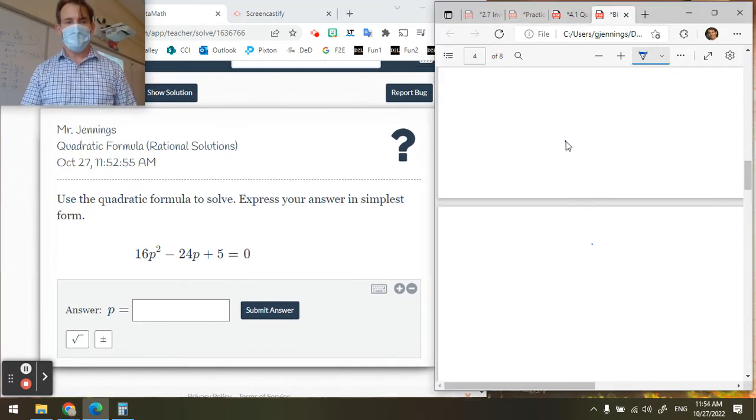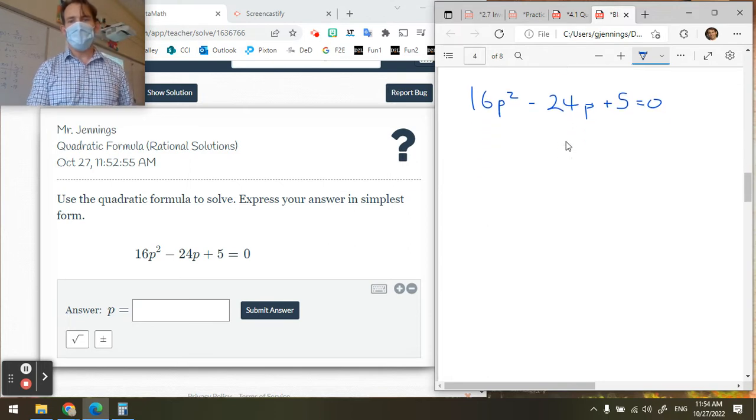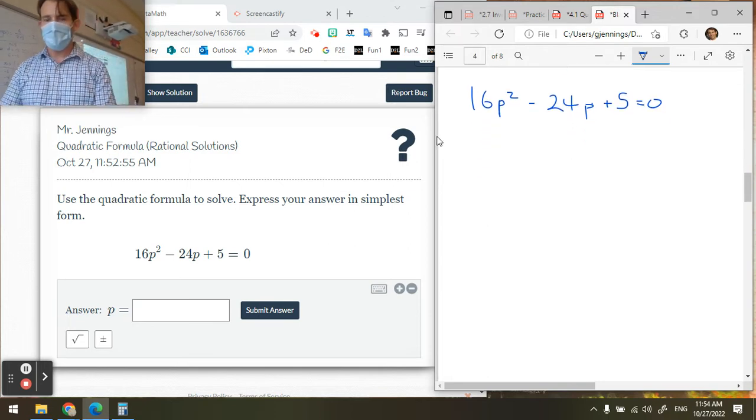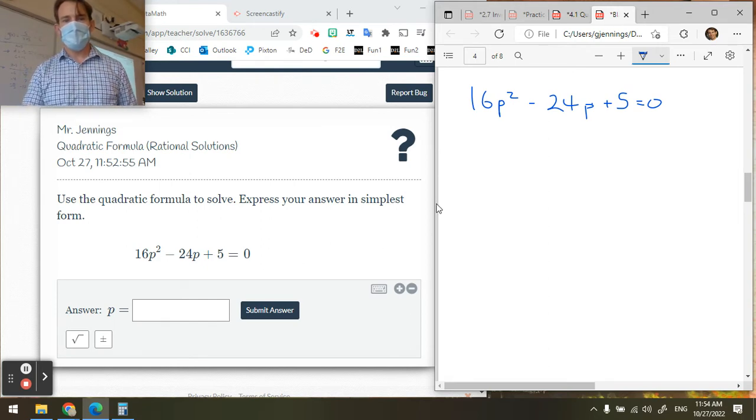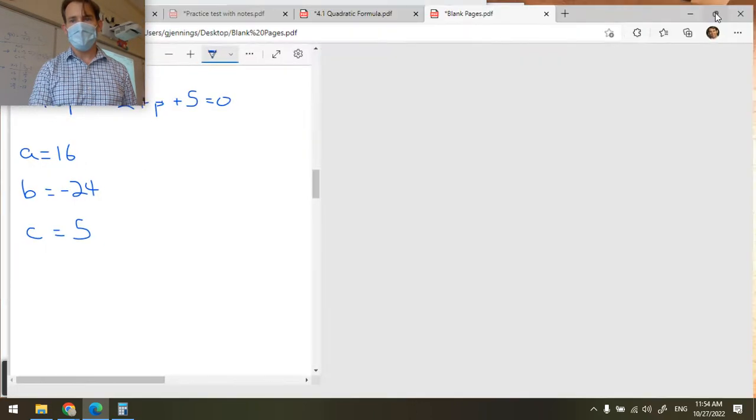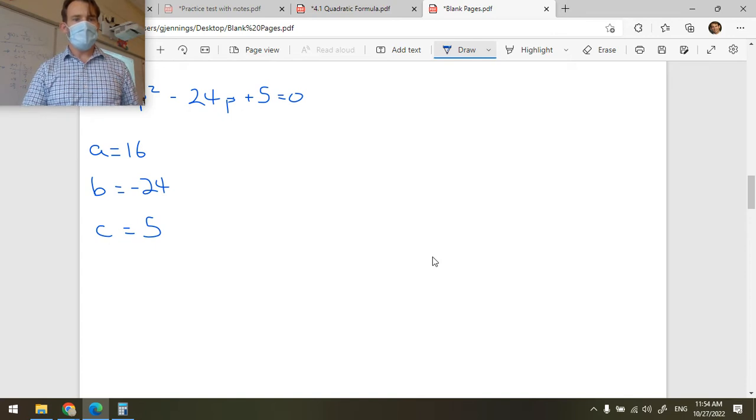So here's how you would do it. You'd recopy your equation, 16p squared minus 24p plus 5 equals 0, and then go ahead and apply the quadratic formula. I highly recommend doing this step first. Write out your a is equal to 16, your b is equal to negative 24, and your c is equal to 5. And then copy out your quadratic formula. We can go big and sing the song if you want. p is equal to negative b plus or minus the square root of b squared minus 4ac, over 2a.